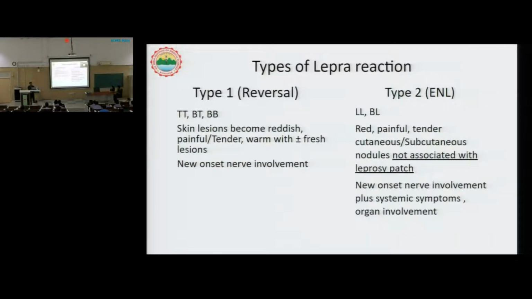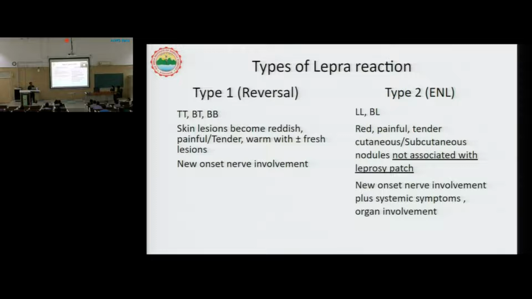Coming to lepra reaction, since the introduction of MDT, leprosy cases have been in a decreasing trend. Now the focus has been towards the lepra reaction. There are mainly 2 types of lepra reaction, type 1 and type 2. Type 1 is also known as reversal reaction, and type 2 is also known as erythema nodosum leprosum. There is also a rare reaction known as Lucio phenomenon. It is seen in South and Central American regions in diffuse lepromatosis.